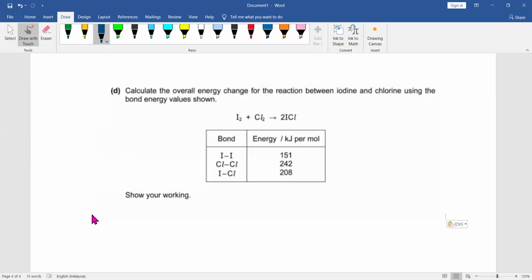First, you calculate energy in. Iodine is 151. That's the bond energy. Just now I was giving you fake bond energy. Now this one is real. And then chlorine is how much? 242. So you add it together. Get it?